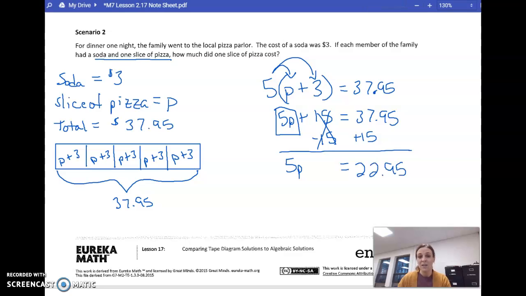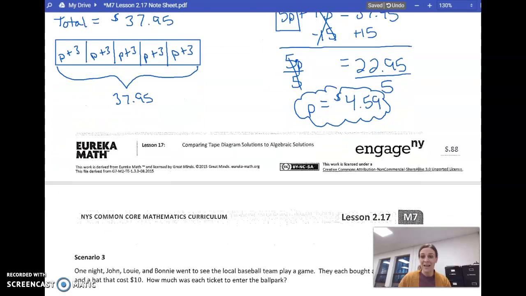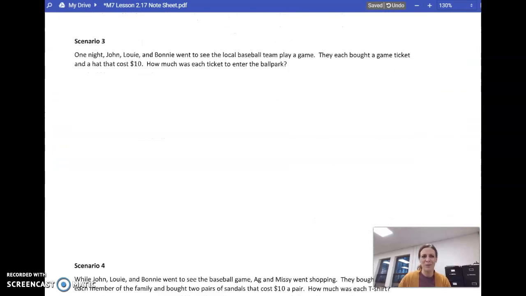$22.95. Now this is 5 times P, so we undo multiplying with division. Whatever we do to one side, we do the other. 5 divided by 5 is 1P. $22.95 divided by 5, if you type that into a calculator, you would get $4.59. So a slice of pizza is $4.59. Okay? Again, we're trying to get comfortable moving from tape diagrams to equations and not panicking about it because we keep doing the same thing over and over.